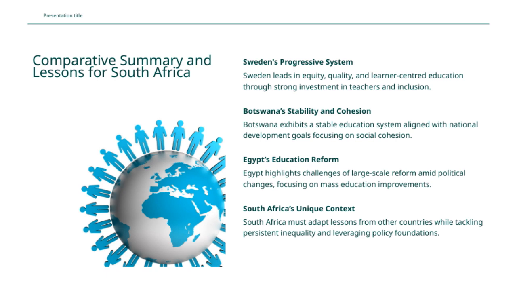Finally, South Africa has a unique context. They need to adapt lessons learned from other countries while addressing persistent inequalities. Their policy foundations are strong, but the challenge is implementing effective solutions that reach all learners. Overall, these examples remind us that there's no one-size-fits-all approach, but they also highlight the importance of stability, investment, inclusion, and adaptability, key lessons that South Africa can draw on as it continues its education journey.